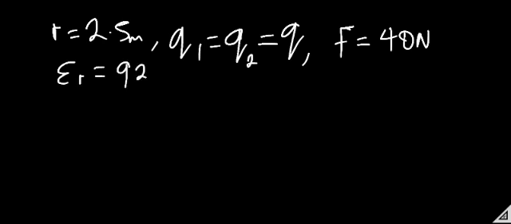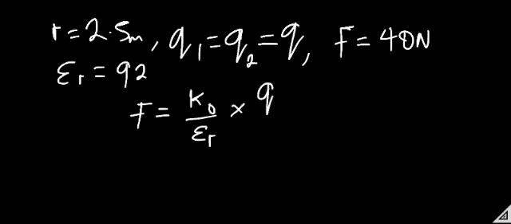So this is very easy. We use the second related equation, F equals K naught Q1 Q2 over ER R squared. In this case, Q1 and Q2 are the same thing, so it's equal to Q, right? So Q times Q becomes Q squared. So we continue there. We make Q the subject of the formula.